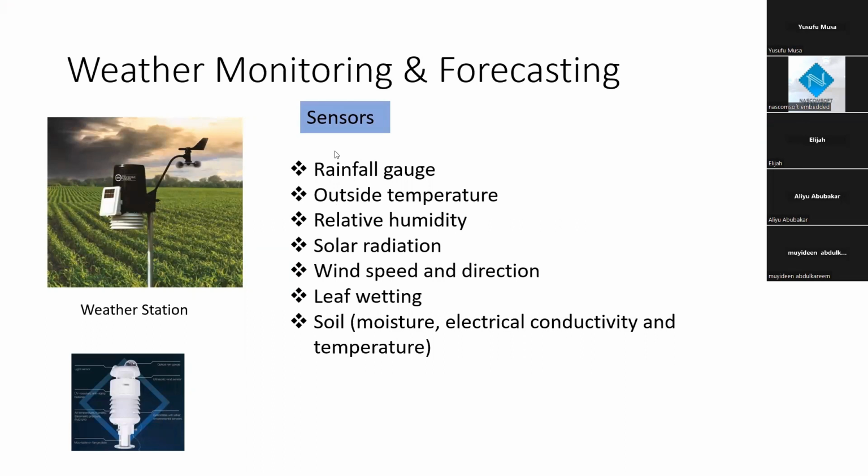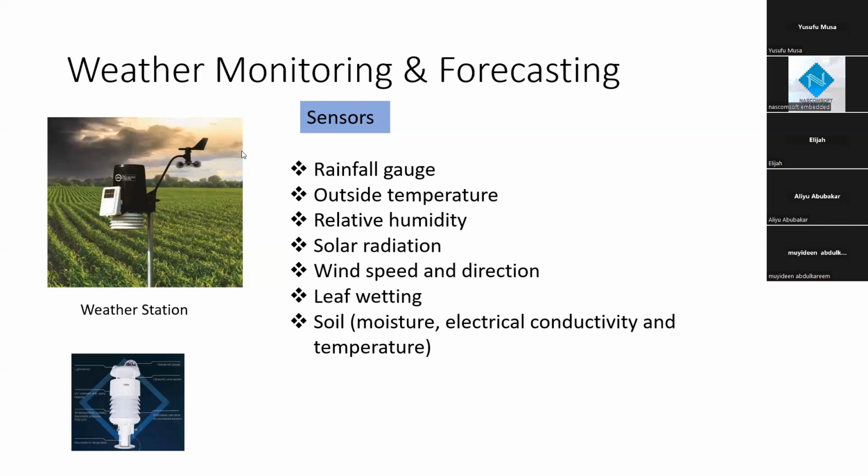So the idea is to get all these parameters, like the amount of rainfall, using a rainfall gauge, the temperature, relative humidity, solar radiation, and the wind speed and direction, the leaf wetting. And some of the weather stations also incorporate some soil moisture, EC, and temperature measurement. So with these sensors, you can take data over time, and based on your recorded data, you can analyze and also forecast. But the good thing is, we have a lot of weather forecasting stations now online. So you can also use that if you have access to the internet in your farm. Or you can deploy yours, maybe just buy and install.